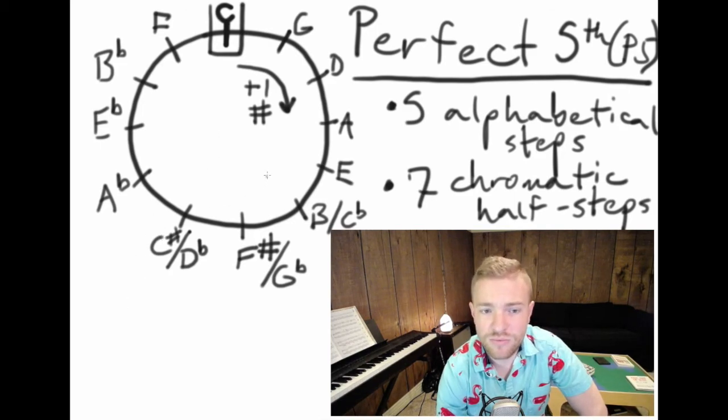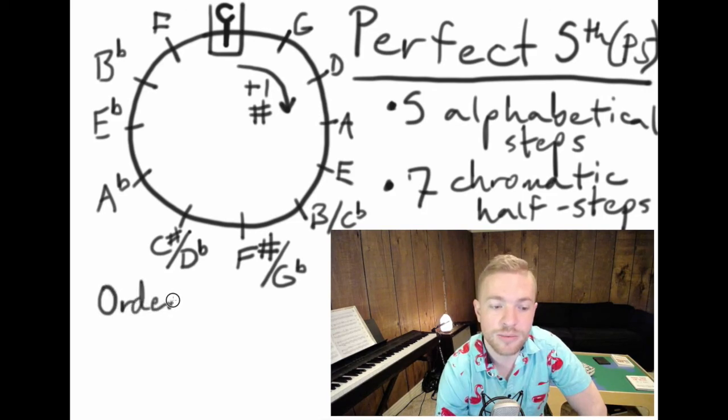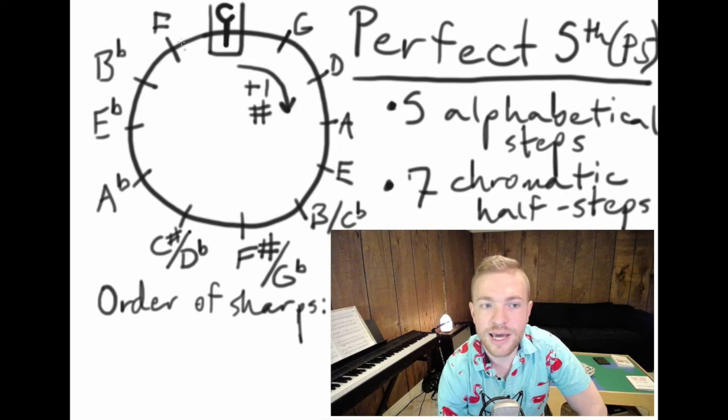Now, a couple things you're probably wondering. Number one, which sharps do we add? In what order? So there's actually a very specific order in which we're going to add the sharps. And we call this the order of sharps. And the order of sharps is really easy to remember because it actually is just contained right here in the circle. It's F, C, G, D, A, E, B.